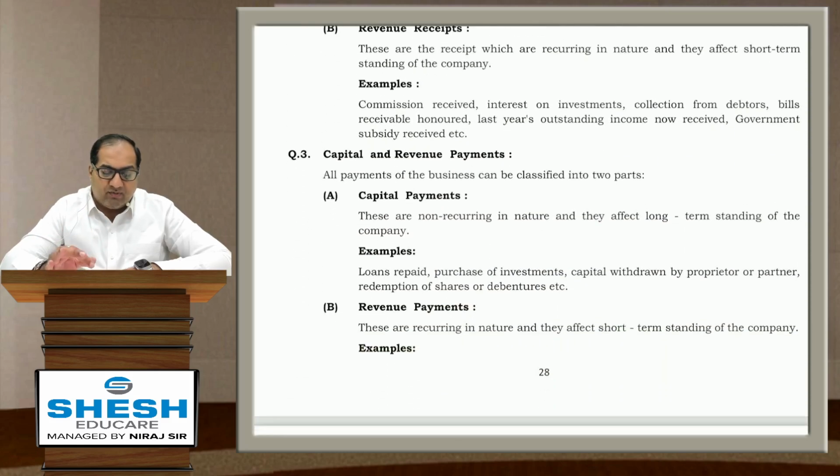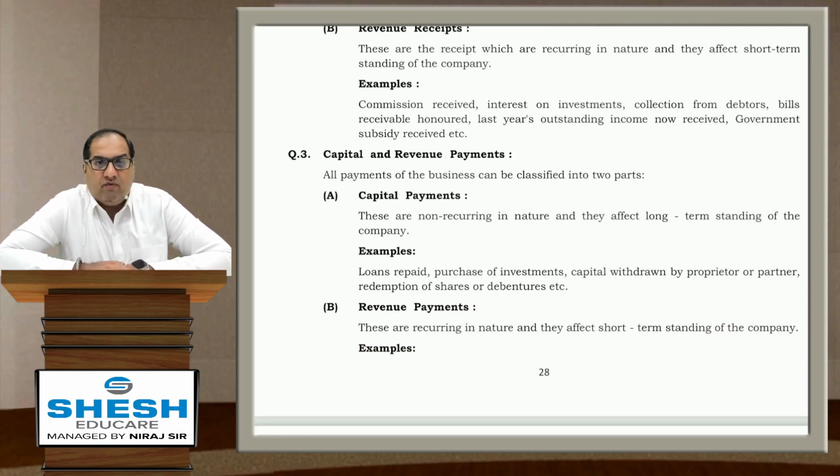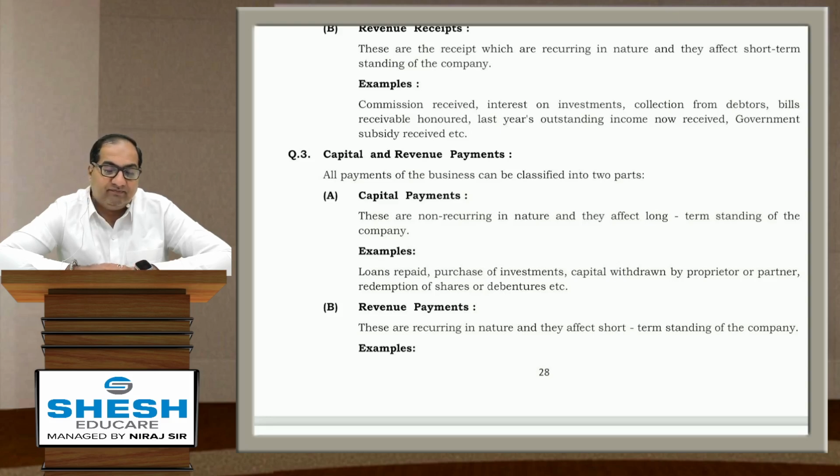Now, एक small point है, but वो काफी confuse कर रहा है. Every time when you pay, you may not call it as expenditure. And there are certain payments that you make which are known as not expenditure, but they are known as exclusively payments. And those payments also can be categorized into capital payments and revenue payments. So, sir, capital payments are non-recurring in nature and they obviously affect long-term standing of the company.